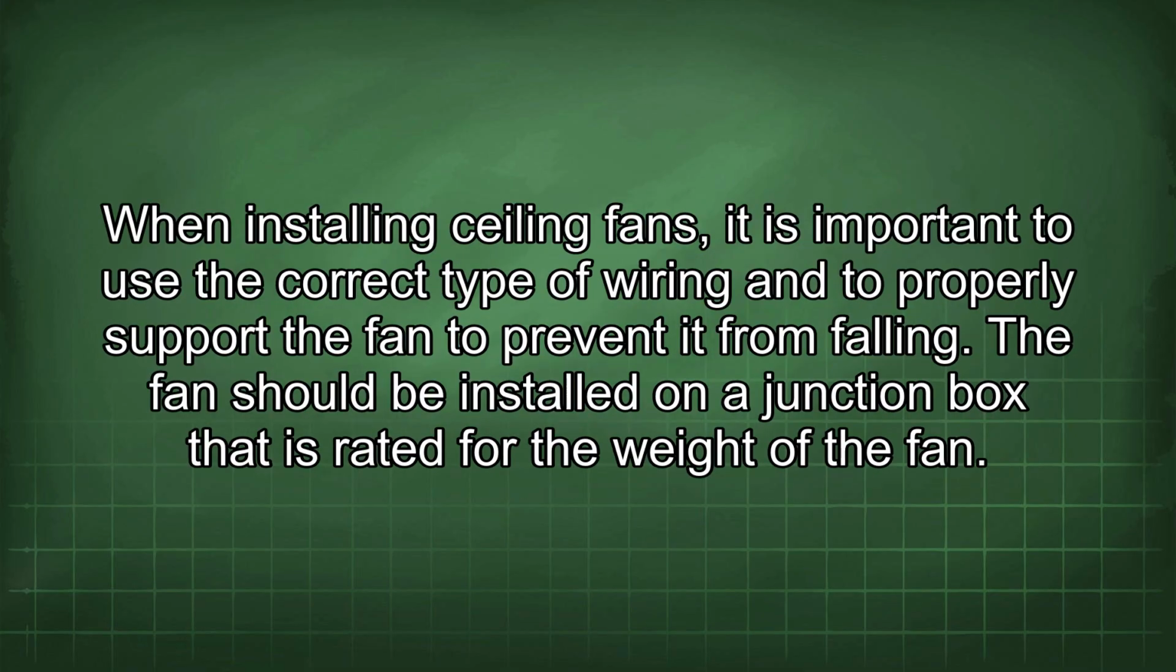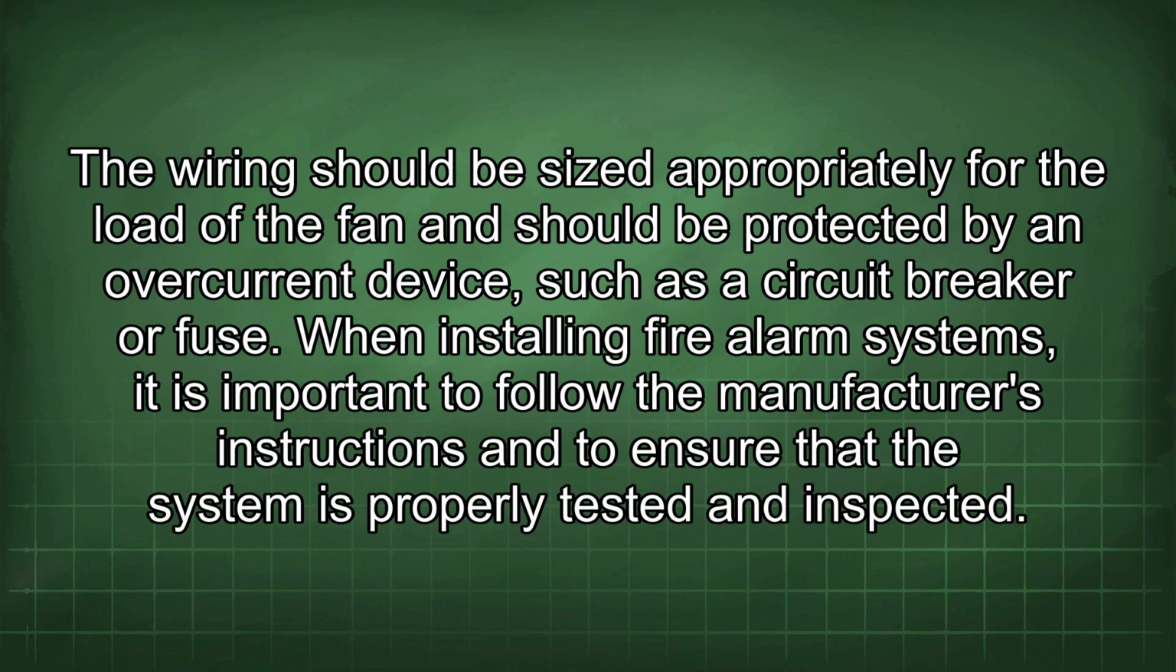When installing ceiling fans, it is important to use the correct type of wiring and to properly support the fan to prevent it from falling. The fan should be installed on a junction box that is rated for the weight of the fan. The wiring should be sized appropriately for the load of the fan and should be protected by an overcurrent device, such as a circuit breaker or fuse.